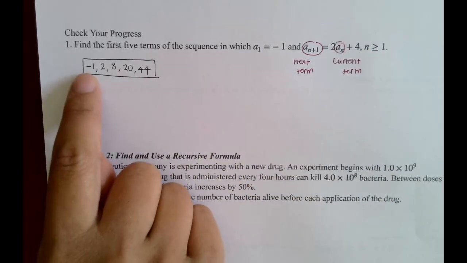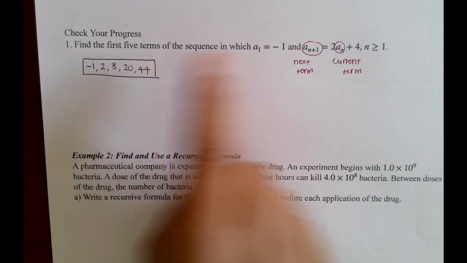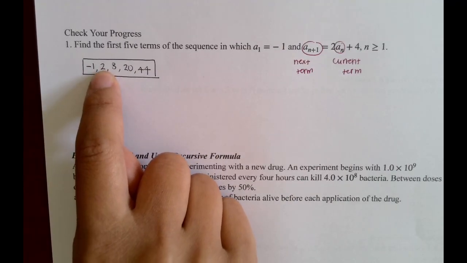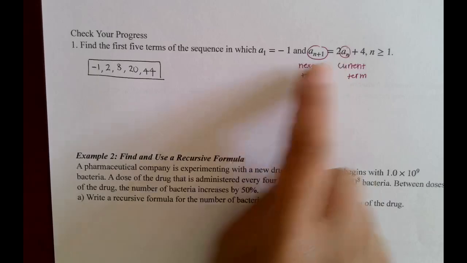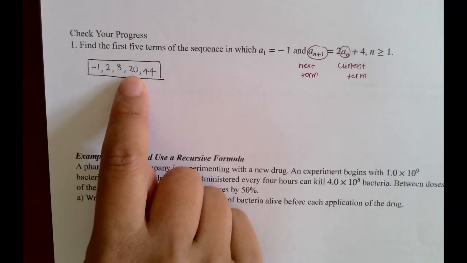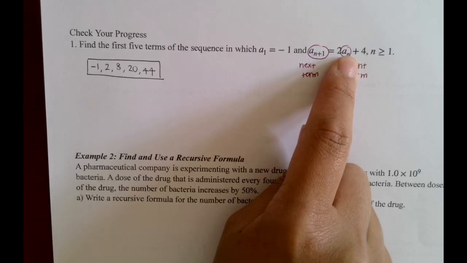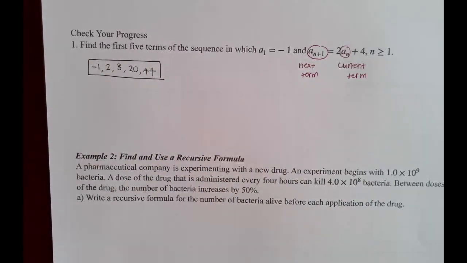Okay? So here, it's going to be -1 times 2, that's -2. -2 plus 4 gives us 2. Okay? Then, to do the next one, I'm going to do 2 times 2, which is 4, plus 4 gives me 8. Okay. Then I'm going to do 8 next. 2 times 8 is 16, plus 4 gives me 20. I'm plugging in. 2 times 20 is 40, plus 4 is 44. There we go.